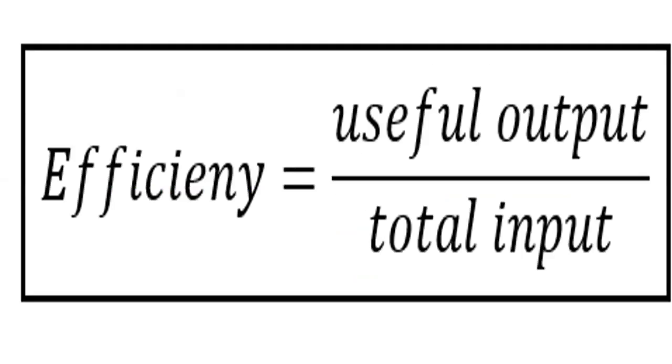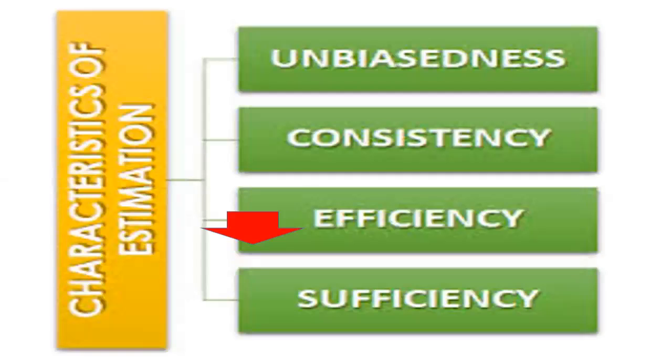Coming to efficiency, as we normally use it in our daily life, other than in statistics, efficiency means useful output as a ratio of total input. But as we are discussing the estimation procedure or techniques, the characteristics of estimation should be unbiasedness, consistency, efficiency and sufficiency. So efficiency is the third characteristic of estimation.